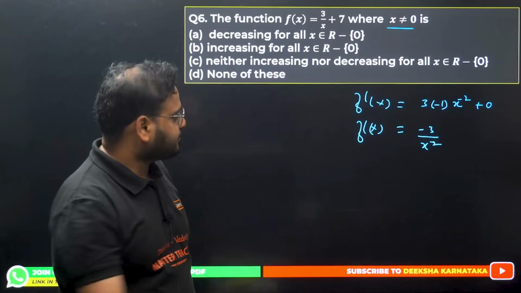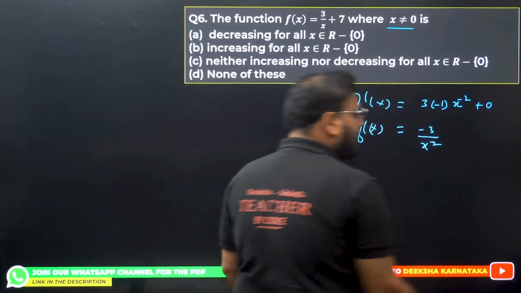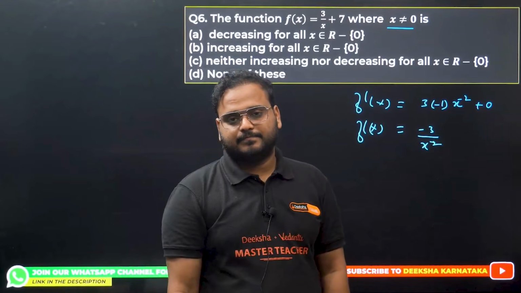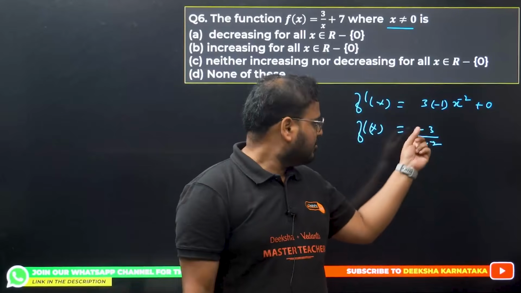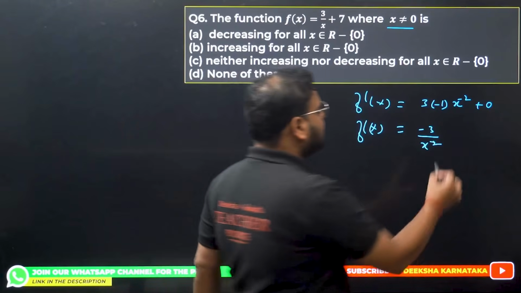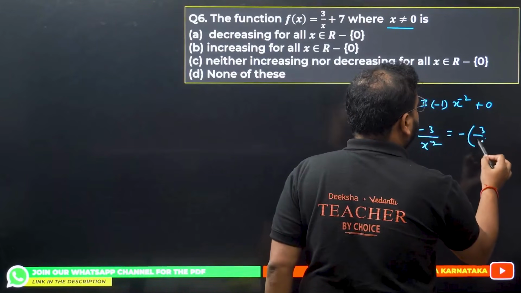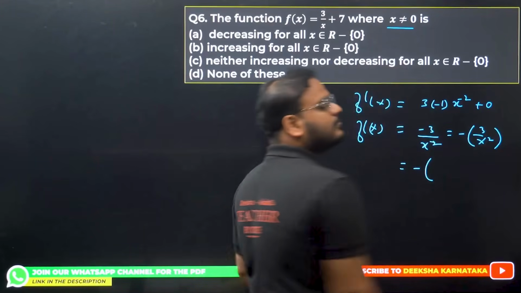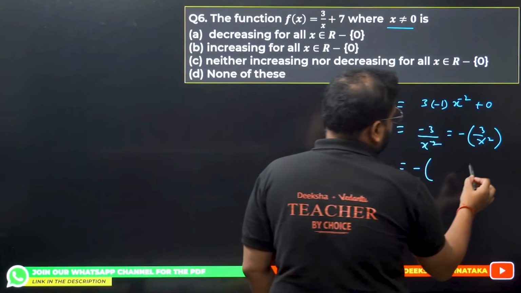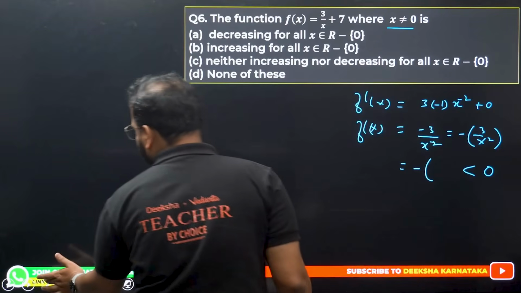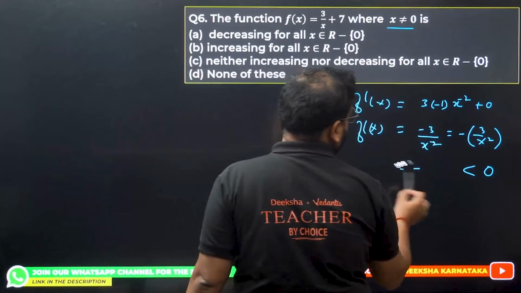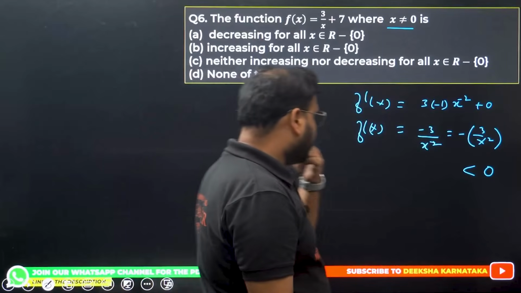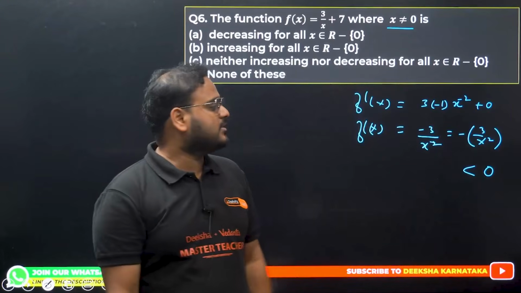Clear? Okay. X square is a positive number. 3 is a positive number, right? Square of any number is positive. It means we have the minus sign of 3 upon x square, which is the minus sign of a positive number. This whole thing becomes less than 0, because minus of 3 by x square: 3 is positive, x square is positive, hence the whole thing will be negative.